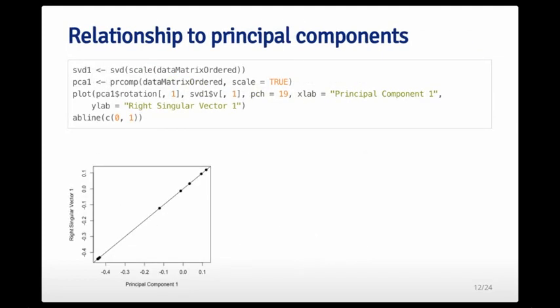Just to show that the relationship between the singular value decomposition and the principal components is close, I've calculated the SVD and the PCA of the same data matrix. I plotted the first principal component on the x-axis and the first right singular vector on the y-axis, and you can see that they fall exactly in a line. They're exactly the same thing. So the SVD and principal components analysis are essentially the same thing. If you're at a cocktail party and you hear two people talking about the SVD and PCA, you can rest assured that they're basically doing the same thing.